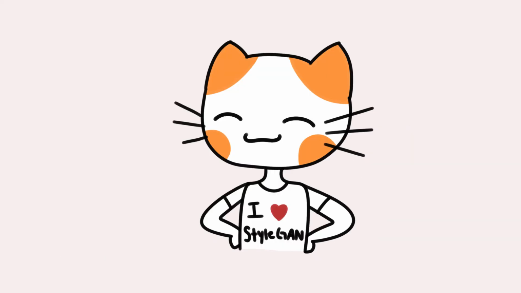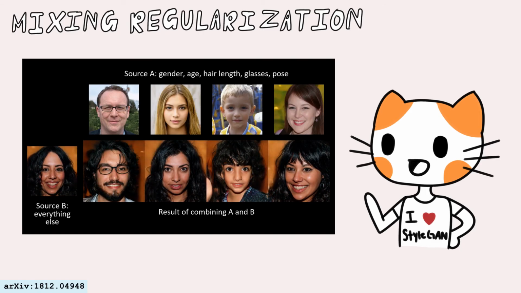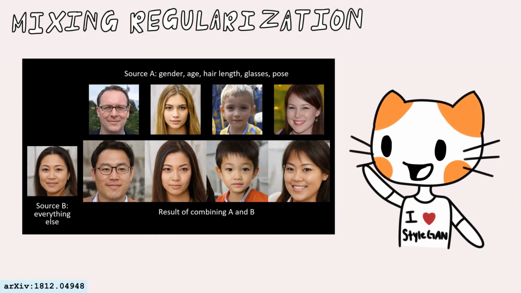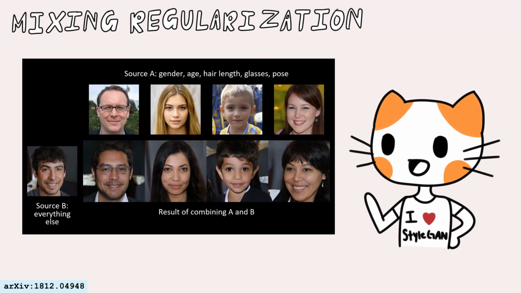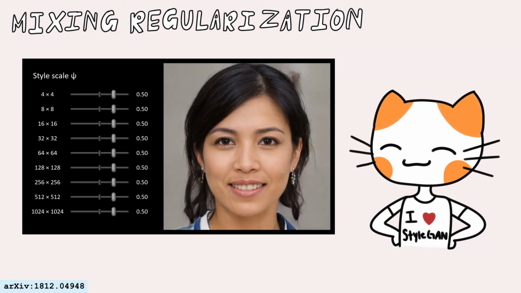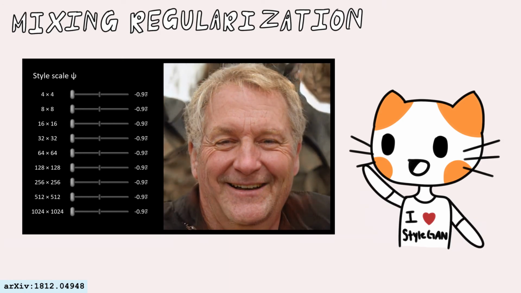The last component is mixing regularization. Taking two latent vectors, we can mix the styles between them by applying one vector up to an arbitrary breakoff point, and then using the second vector for the rest of the mapping. By doing this, the GAN is able to generate images with some features from one vector and other features from the second vector.